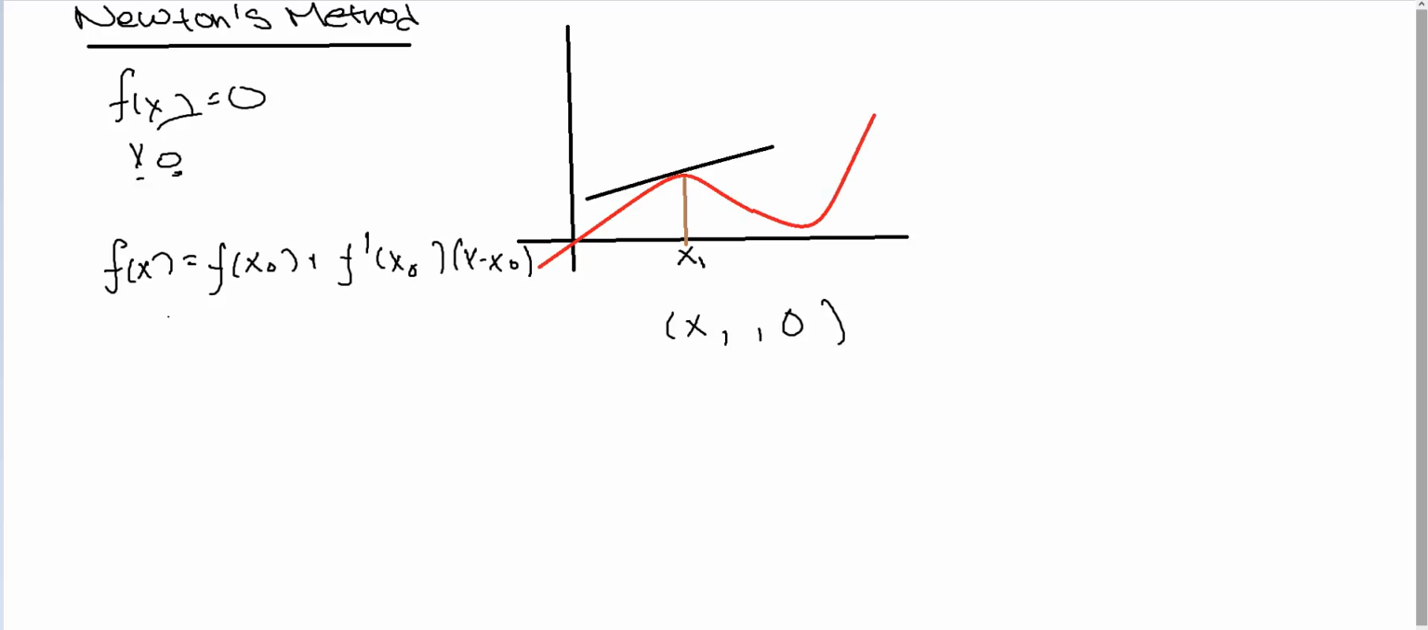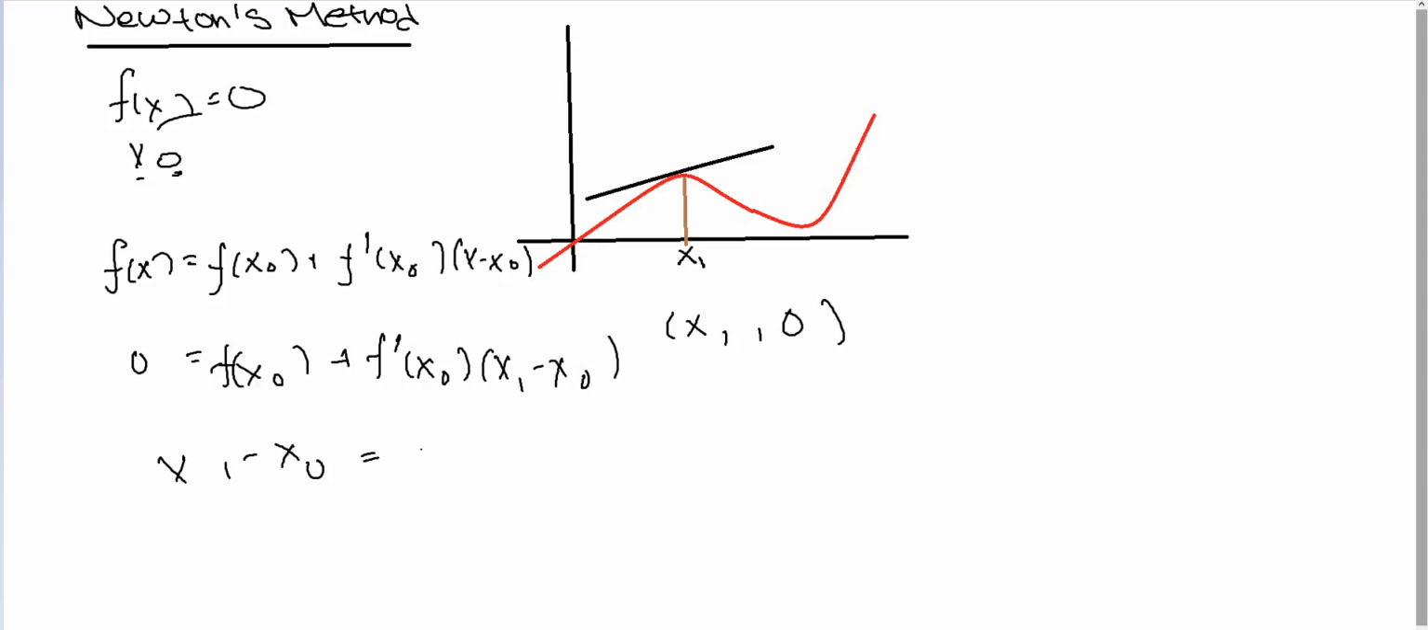So if we plug that into our equation, we can say that 0 is equal to f of x naught plus f prime of x naught times x1 minus x naught. Therefore, x1 minus x naught is equal to negative f of x naught over f prime of x naught. Now, this is our Newton's method.